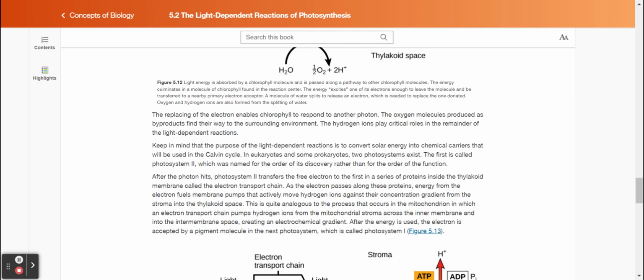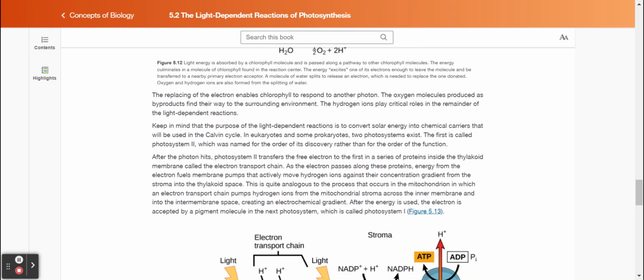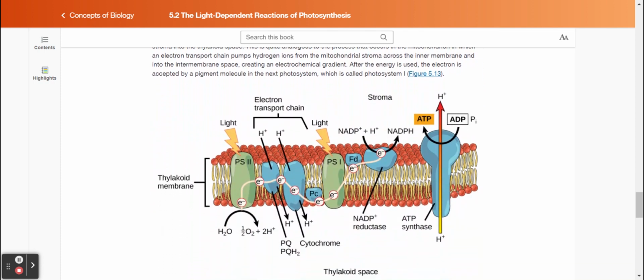This is quite analogous to the process that occurs in the mitochondrion, in which an electron transport chain pumps hydrogen ions from the mitochondrial stroma across the inner membrane and into the intermembrane space, creating an electrochemical gradient. After the energy is used, the electron is accepted by a pigment molecule in the next photosystem, which is called photosystem 1.